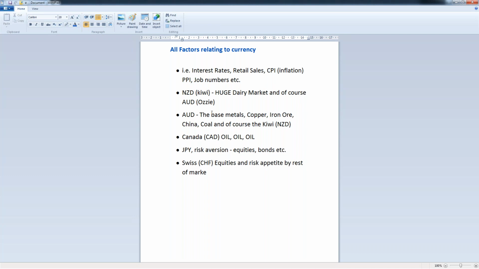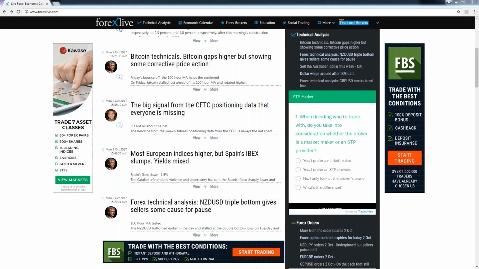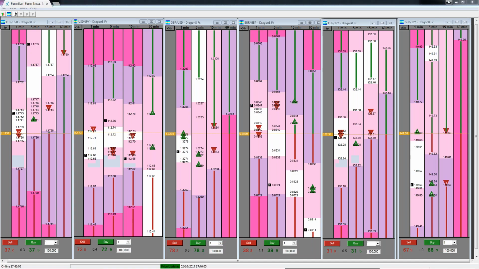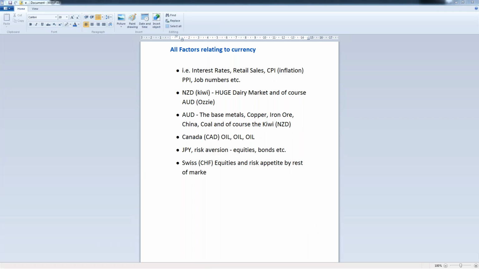Canada oil, Aussie dollar, base metals, and you've got your coal as well, and take into account China, and obviously the New Zealand dollar as well. And the Kiwi, New Zealand Kiwi, huge dairy market, and obviously be aware of the Aussie currency as well. And again, check out the live link. I might even get that up now if I can for you and move it across. I usually check out the Global Dairy Market Export Council, that's for the USA.